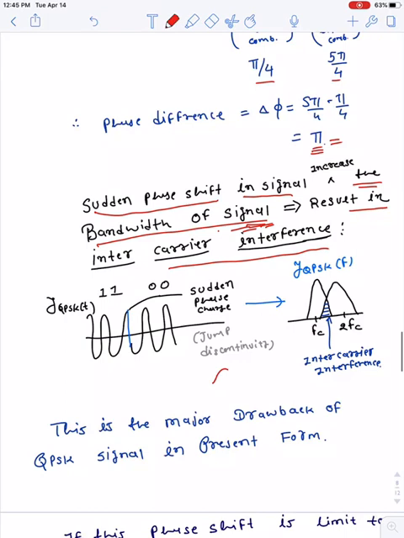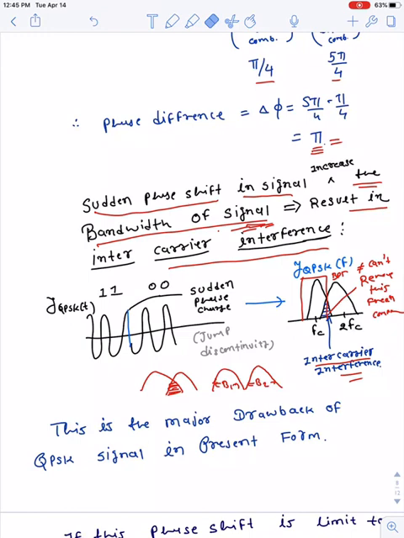So as a result, what happens? Inter-carrier interference. We can have a separation like this one. There will be one bandwidth, and there would be a second bandwidth, like B1 and B2. And if the signals are expanded in bandwidth, we can have inter-carrier interference here, like this. This portion is inter-carrier interference. And here if you apply a filter, like a low-pass filter or band-pass filter, then still you cannot remove this frequency component.